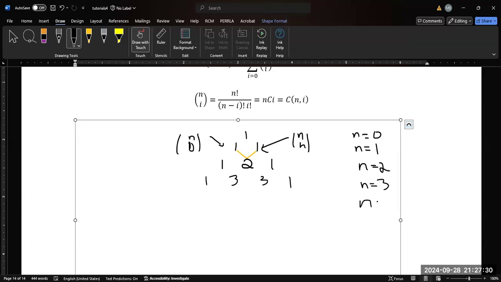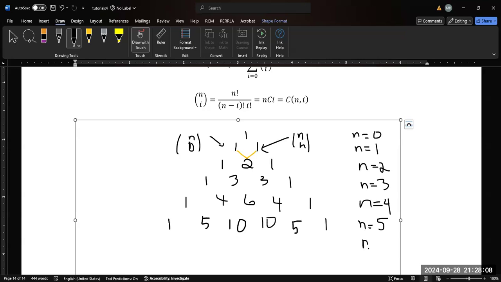For n equals 4, again, 1 on the outsides. And then 4 is 3 and 1, 3 and 1. But in the middle, we have 6. N equals 5. Again, 1 on the outside. And then 5. Notice this is always equal to n. 4 and 1, 5. But in the middle, we have 10 and 10.